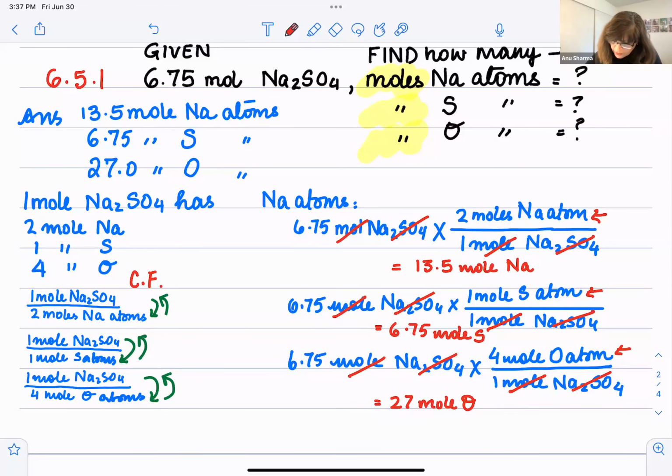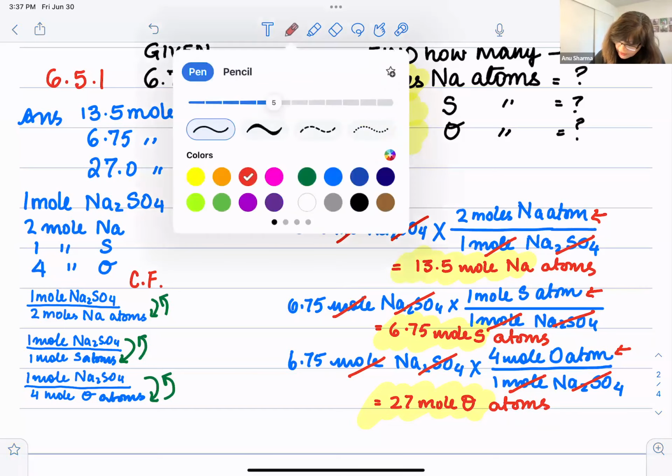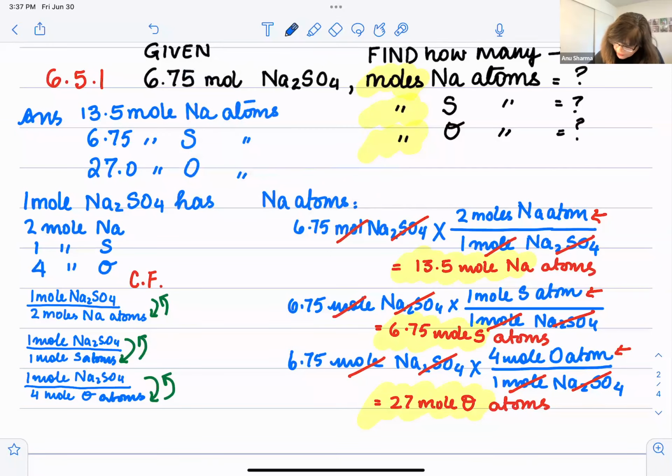Okay, so when you do the math, you get 13.5 moles of sodium atoms, 6.75 moles of sulfur atoms, and 27 moles of oxygen atoms. So these are atoms. Sorry, I should have written this here: sodium atoms, sulfur atoms, and here we are looking at the oxygen atoms. So you set up the problem like this, okay? It's very important that we get the conversion factors right.